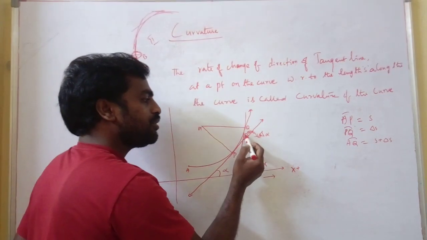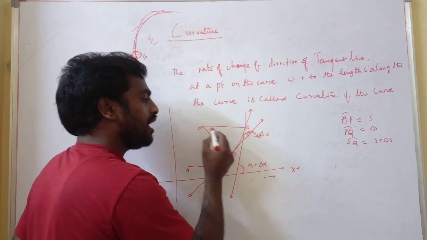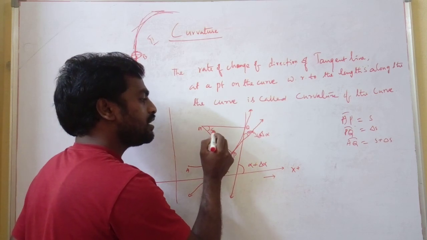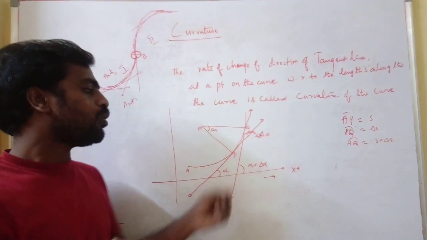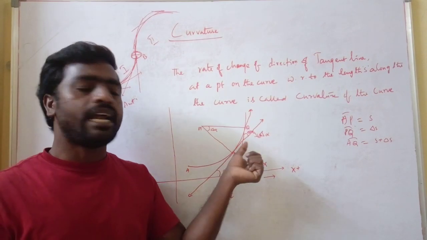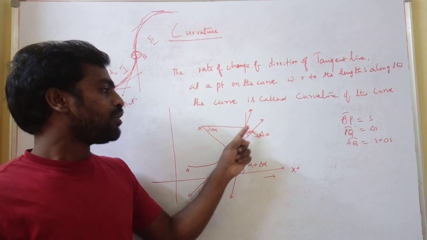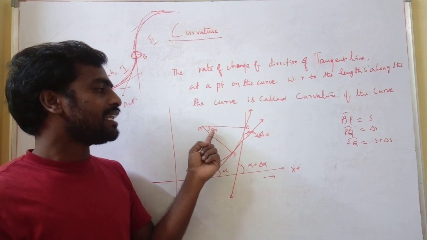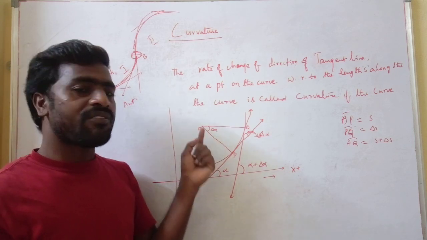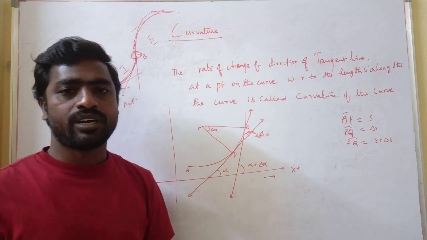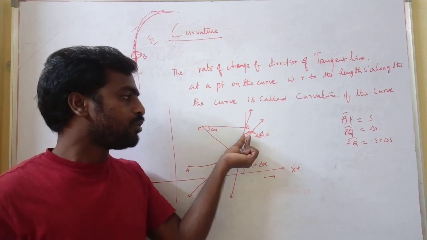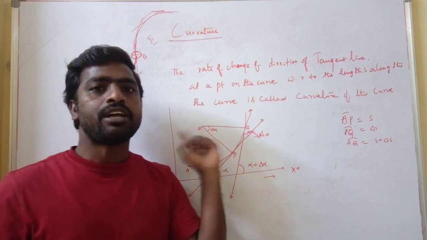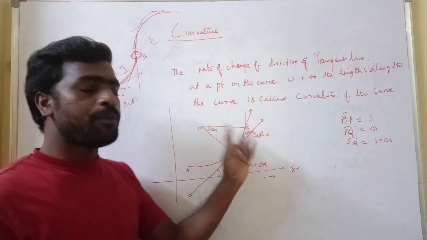The angle between the two tangent lines is delta alpha. That is exactly equal to the angle at point M. M is the intersecting point of the two normals at point P and at point Q. At that M, the angle is exactly equal to delta alpha. So delta alpha, the angle between the two tangent lines, is exactly equal to the angle between the two normals at point P and at point Q.